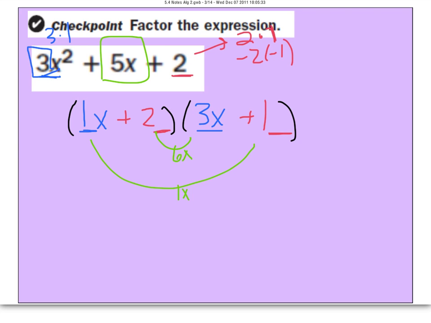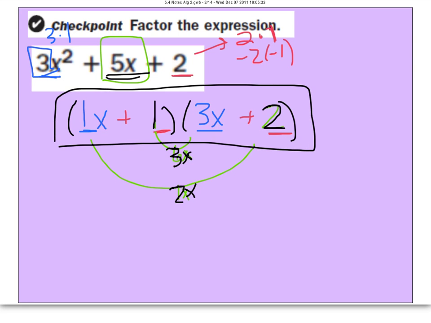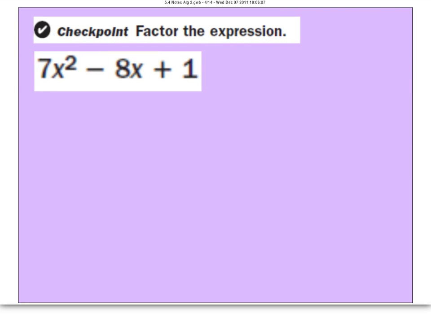But it looks like if I switch the 2 and the 1 around, it might work this time. So 1 and 2, look at that. 1 times 3x is 3x. 1x times 2 is 2x, which gets us the 5x that we needed. So here, I'll change those to black, is the correct answer for our factoring.